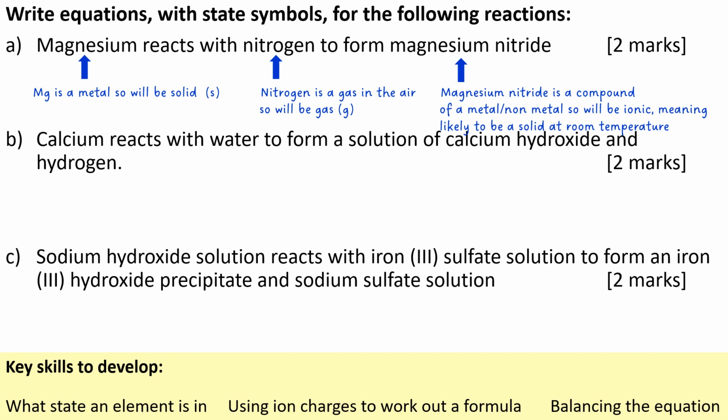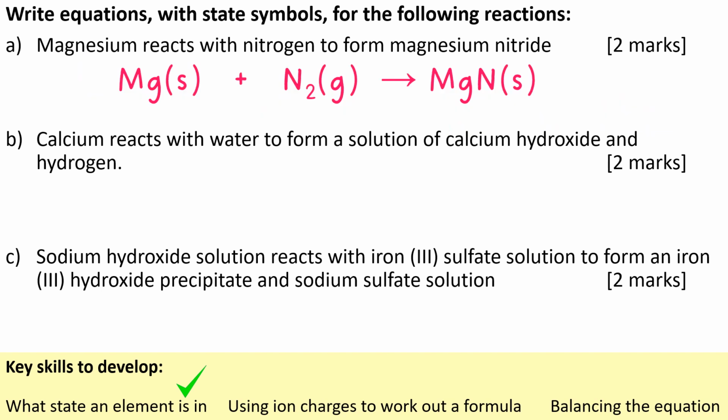Magnesium nitride, this one's a little trickier, but it's a compound of a metal and a non-metal, so it's likely to be ionic. Ionic bonds are quite strong, meaning lots of energy will be needed to break them, so it's likely to be a solid at room temperature. So we've worked out the state each element is in. What we haven't done is work out the formula for magnesium nitride yet.